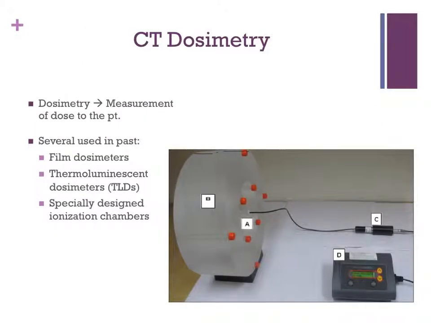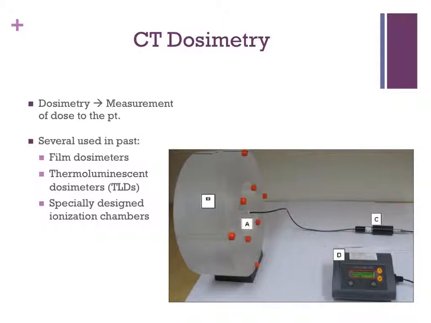CT dosimetry is an important concept for techs to understand regarding radiation dose in general. Dosimetry involves the measurement of the dose to the patient, and it is characterized by several metrics that refer to radiation dose quantities and their associated units. We'll take a look at a few different types of dosimeters used to measure CT doses, CT dosimetry phantoms, and dose descriptors specific to CT.